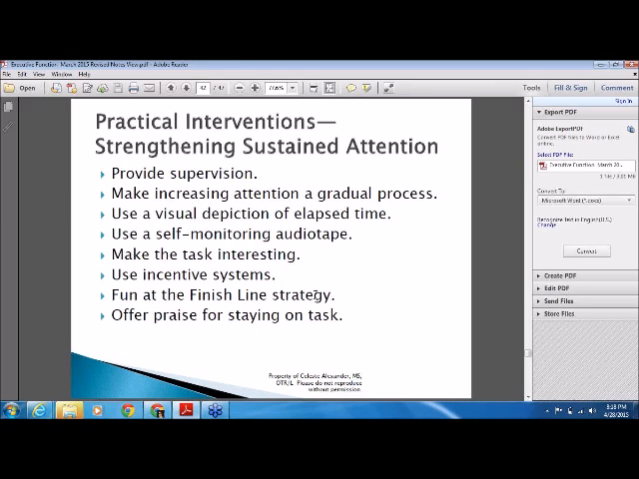Make the task interesting. They say this too, and it's not all 100% true, but sometimes we get bored with our treatment. The kids are excited, but a lot of times if we're bored, the kids are bored. So try to keep the task interesting if you can. Again, broken record: incentive systems, fun at the finish line strategy, and offer praise for staying on task.